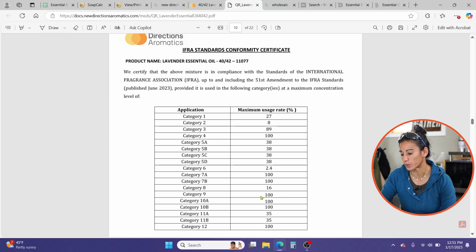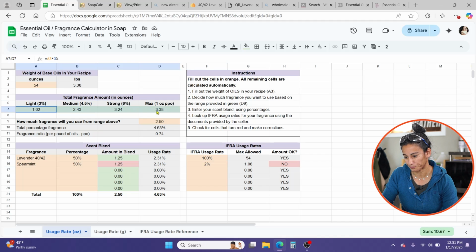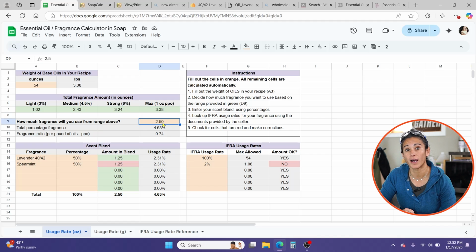But when it says 100%, that means 100% of the usage rate. So if we go back here, this is our usage rate right here. The usage rate for our soap. We've decided to use 2.5 ounces.